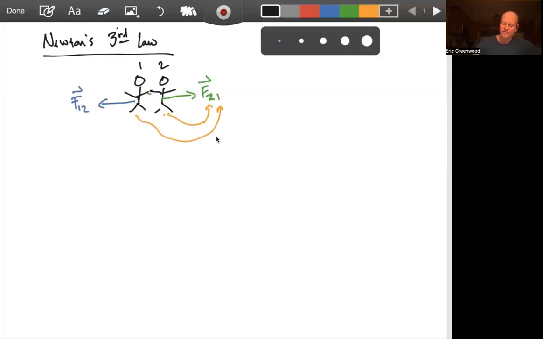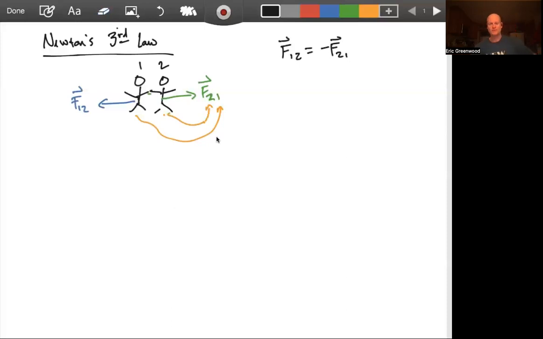So what Newton's third law says is that these two forces are equal and opposite. So if I wrote this out as a force, what this says then is that the force on 1 by 2 is exactly equal to the force on 2 by 1, just in the opposite directions.